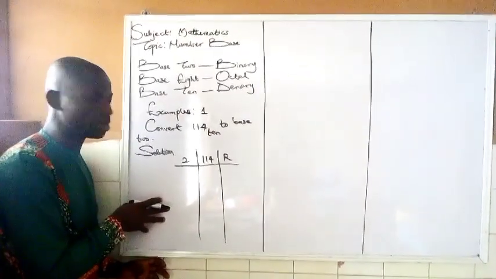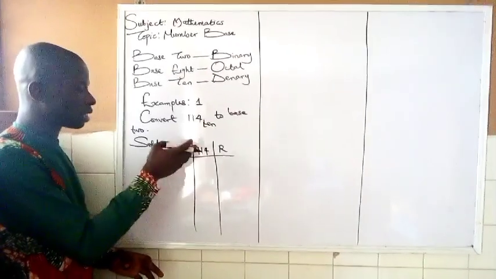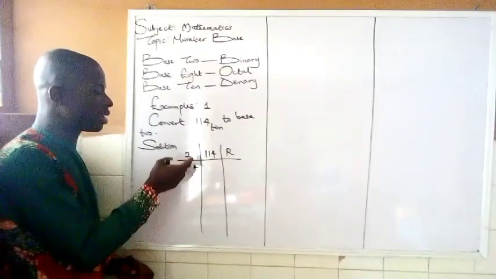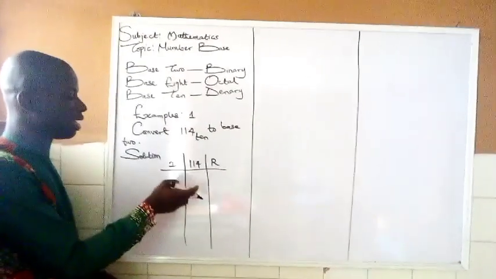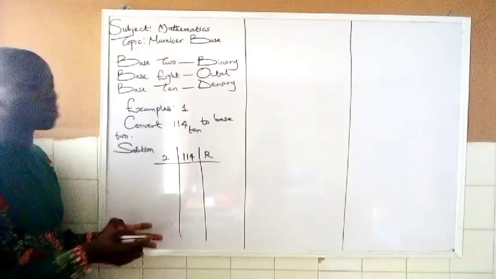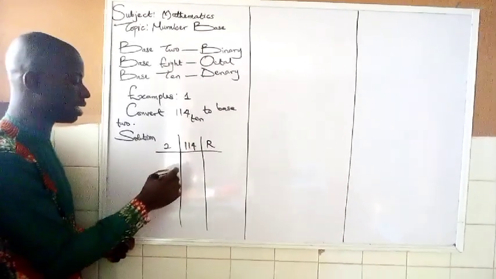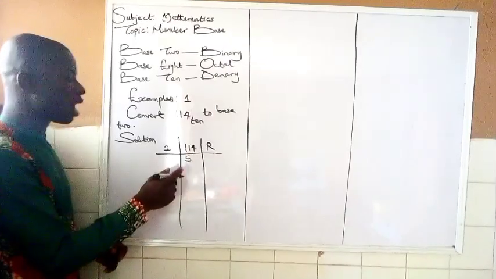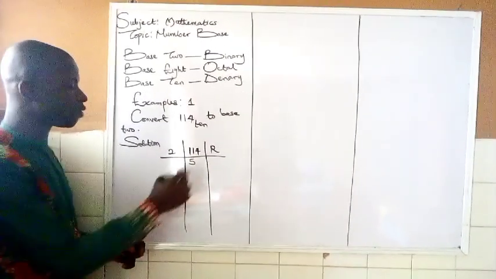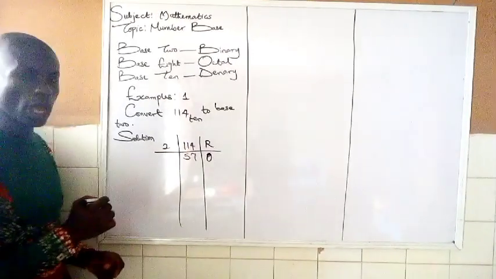Then we start by saying, how many 2 can we see in 114? Are you paying attention? How many 2 can you see in 114? This is very simple. Instead of racking your brain, you can start by saying, how many 2 can you see in 11? That's 5, remainder 1. How many 2 can you see in 14? That's 7. Remainder 0. Are we together?